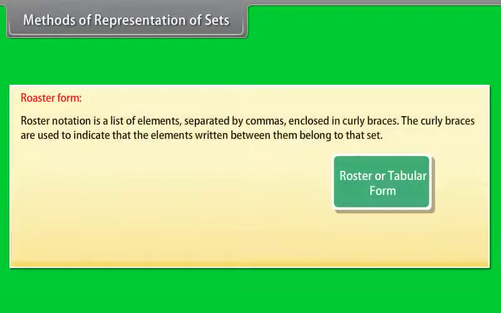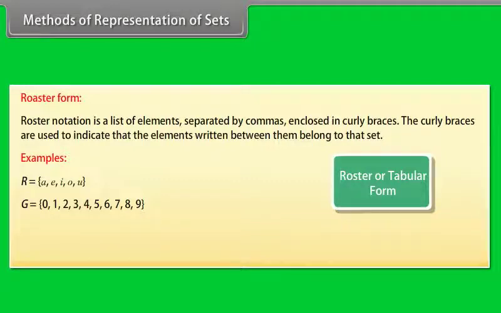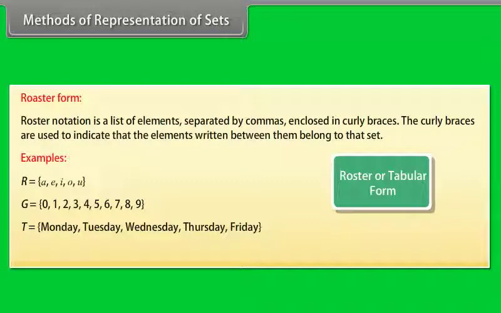Roster form. Roster notation is a list of elements separated by commas enclosed in curly braces. The curly braces are used to indicate that the elements written between them belong to that set. Let's look at some examples of sets listed with roster notation. R = {a, e, i, o, u}. G = {0, 1, 2, 3, 4, 5, 6, 7, 8, 9}. T = {Monday, Tuesday, Wednesday, Thursday, Friday}.